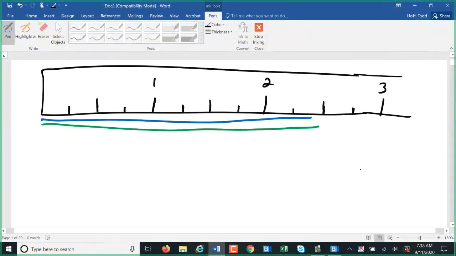However, both the blue and the green are still closest to 2.25. So we keep cutting. Now we've cut it down to where the blue one is closest to the 2 3/8, the green one is closer to 2.5. We are finally precise enough to tell the difference between these two objects. That is referred to as a degree of precision.